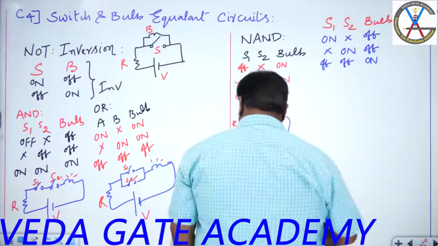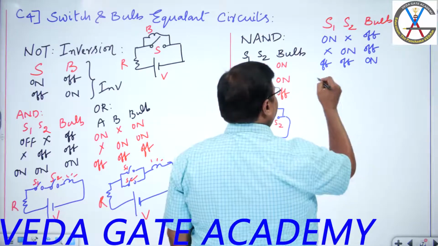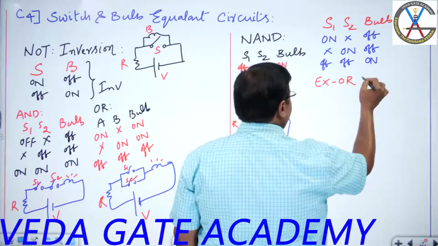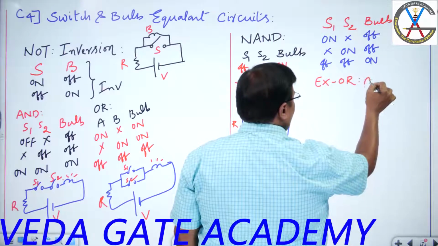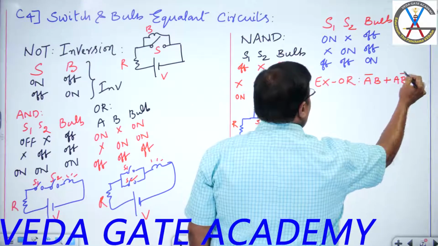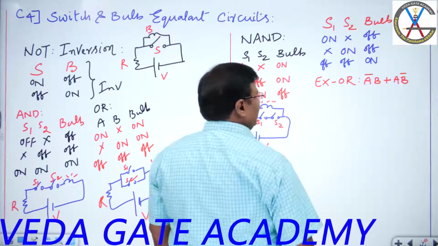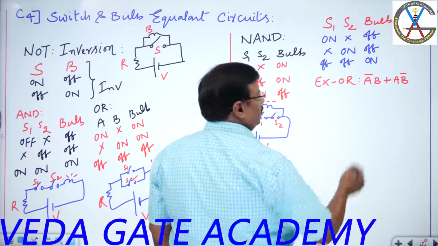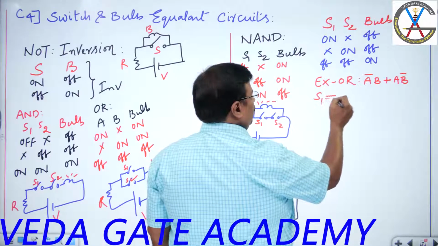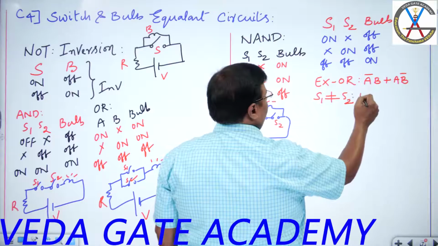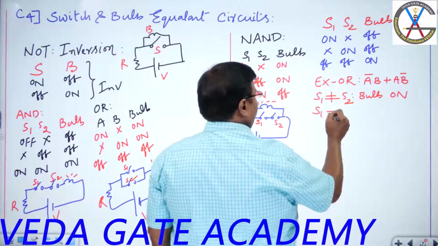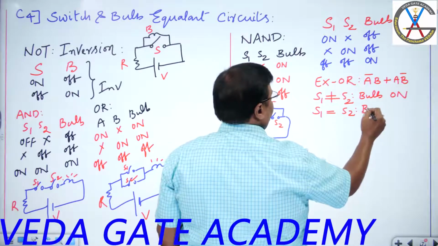Now comes into the picture exclusive OR, and of course, inversion, exclusive NOR. The equation of exclusive OR, as you all know well, is A bar B plus A B bar. So if you work this out in the form of switches, when the inputs are in opposite form, the bulb will glow. So I can say switch 1 not equal to switch 2, the bulb is on. Switch 1 equivalent to switch 2, the bulb is off.